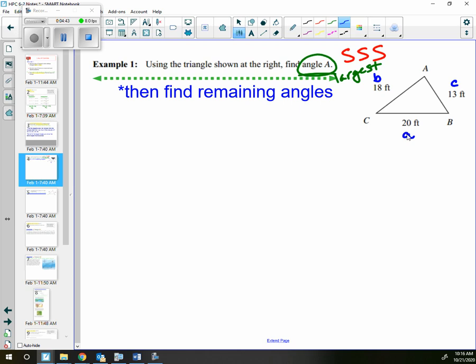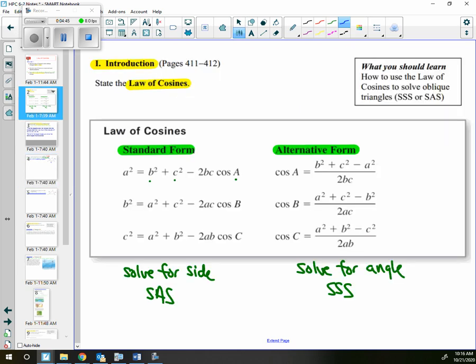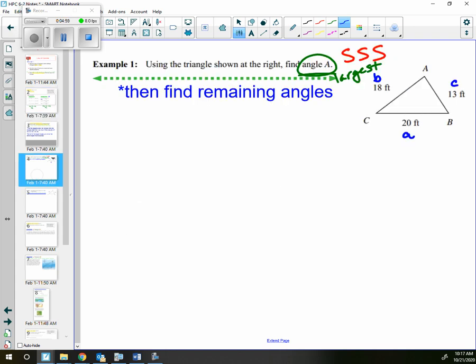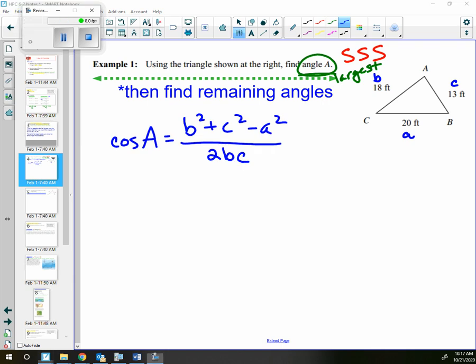So we want to find angle A. Let's go back to our formulas for law of cosines. We know side, side, side, so we want to use this alternate form because we're trying to solve for an angle. These are the ones that are solved for the angles, and we want to use the one that has the same lettering. So we're going to use cosine of A. That's the one I'm going to start with. Let's go ahead and jot that down.